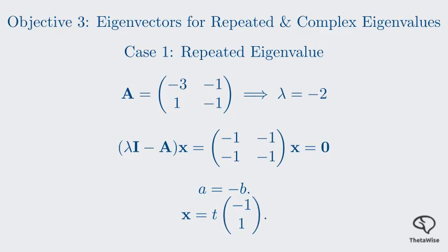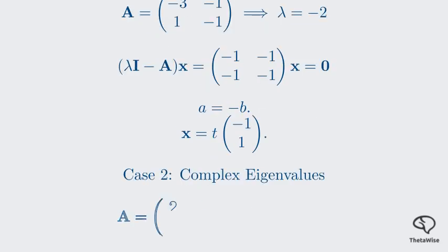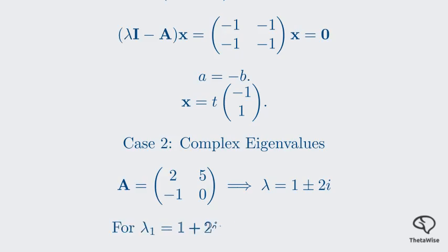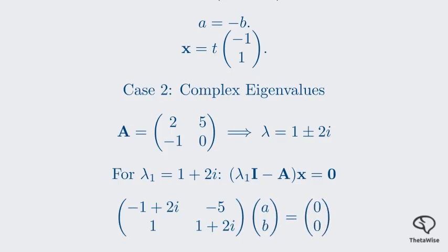Now for complex eigenvalues. This process is identical, but the arithmetic involves complex numbers. Recall our matrix A equals 2, 5, negative 1, 0. We found its eigenvalues are the complex conjugate pair 1 plus 2i and 1 minus 2i. Let's find the eigenvector for lambda 1 equals 1 plus 2i. Substituting this into our equation gives the matrix negative 1 plus 2i, negative 5, 1, 1 plus 2i times x equals 0. Let's use the second row, as it looks simpler.